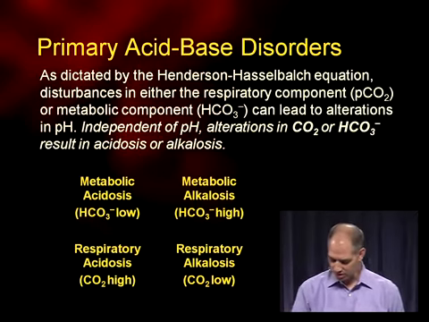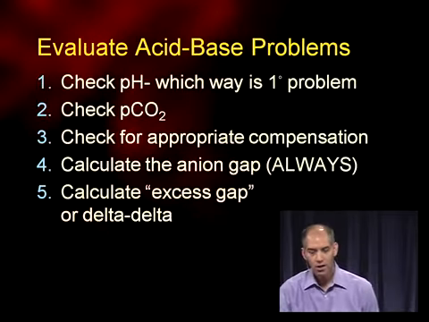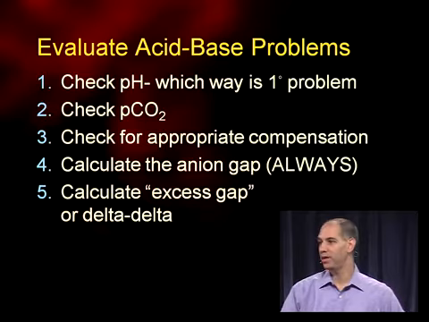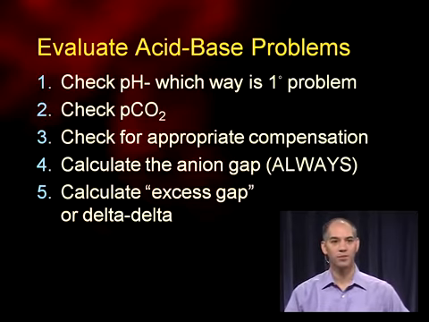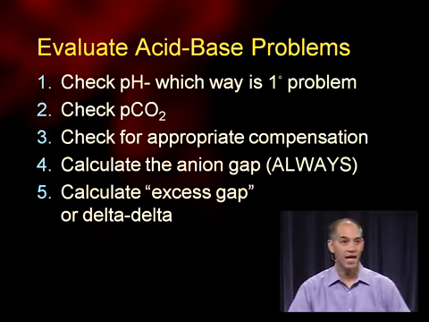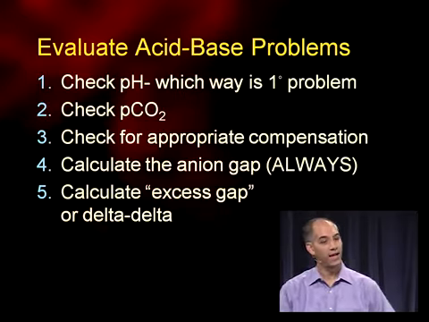That's why that equation is so important. When you evaluate acid-base disorders, the first thing to do is to look at the pH and see which way the problem is going. If there is an alkalemia, then you know that the primary problem is likely an alkalosis. If there is an acidemia, the primary problem is likely an acidosis.